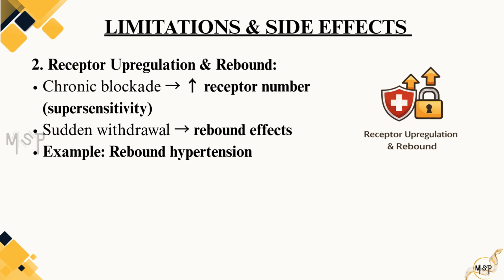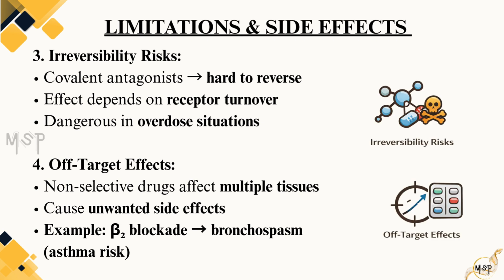Receptor upregulation and rebound. Chronic blockade leads the body to increase the number of receptors, a process called supersensitivity. Abrupt withdrawal can then cause dangerous rebound effects, such as rebound hypertension when stopping antihypertensives suddenly. Irreversibility risks. The effects of covalently bonding drugs are hard to reverse in overdose scenarios, since recovery depends on receptor turnover, not drug elimination.